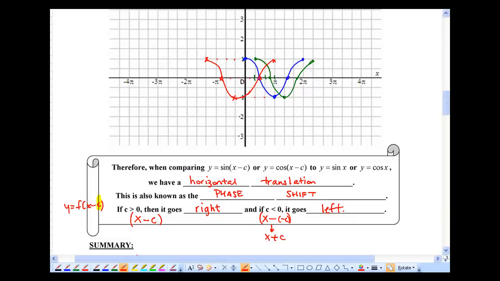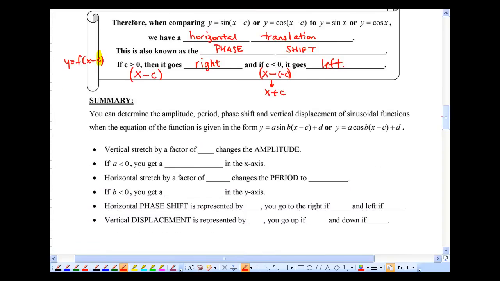Okay. Let's just quickly summarize all this stuff. You can determine the amplitude, the period, the phase shift, and the vertical displacement of any sinusoidal function. Remember, sinusoidal just means sine or cosine. When the equation of the function is given in this form, y equals a sine b bracket x minus c close bracket plus d. Okay, a, b, c, and d. What do these things have in common? Nothing much really, but they're all related together when we graph things out. Vertical stretch by a factor of a, so that's where a comes into play. It's the vertical stretch. Of course, if a is less than 0, we get a lovely reflection in the x-axis.